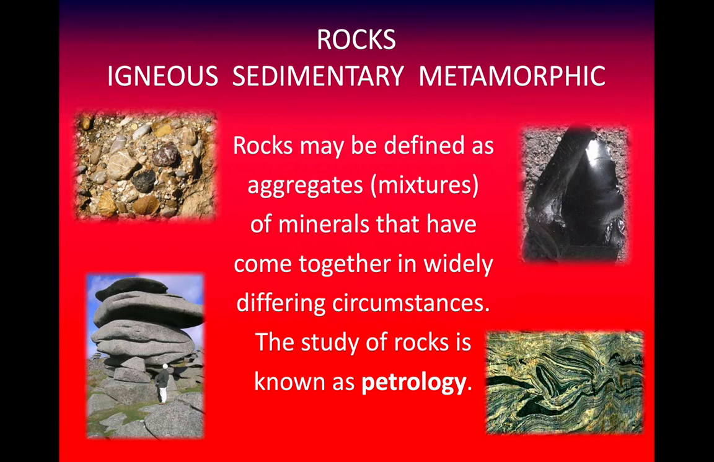And finally, metamorphic rocks are ones that have been changed by heat and pressure. And the minerals in those rocks often will align with each other. So we get the bands or orientations of minerals within a metamorphic rock because of the pressure that they've been formed under.